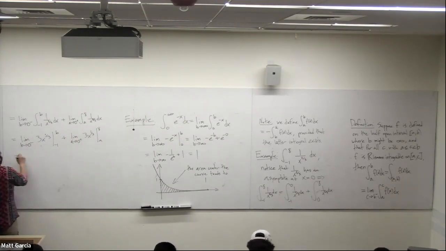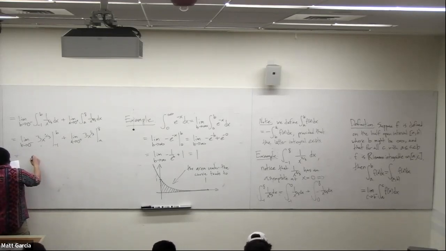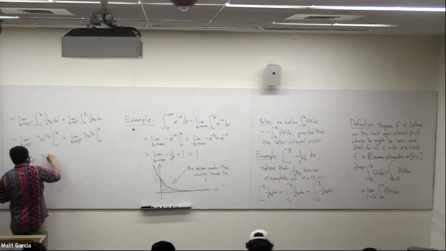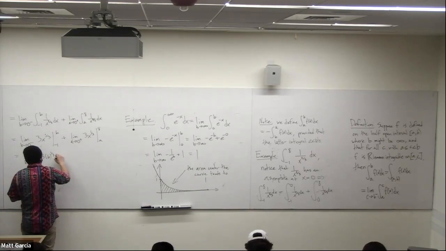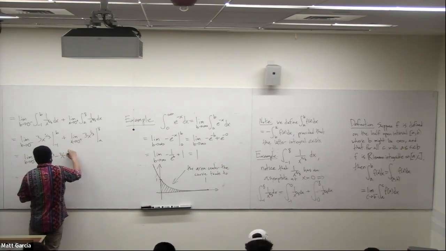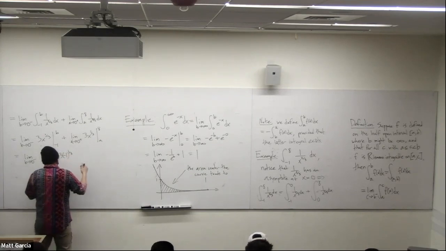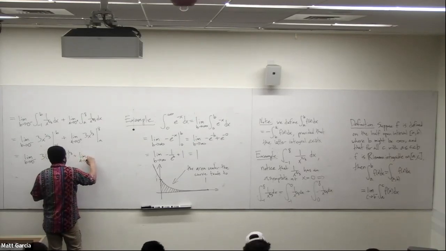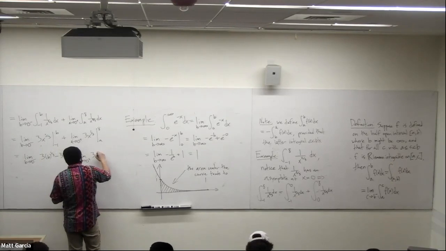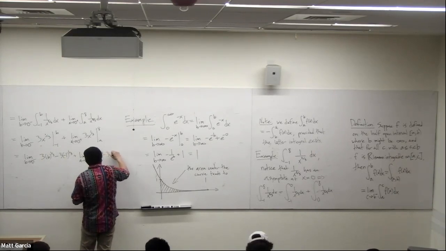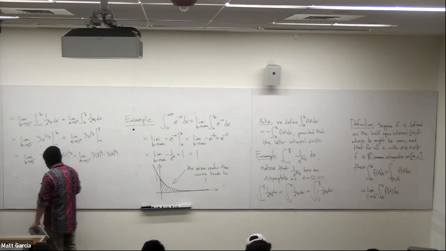So altogether, what do we get? We get the limit as b approaches 0 from the left of 3 times b to the 1/3 minus 3 times -1 to the 1/3, plus the limit as a approaches 0 from the right of 3 times 8 to the 1/3 minus 3 times a to the 1/3. Okay, what do we notice right away?